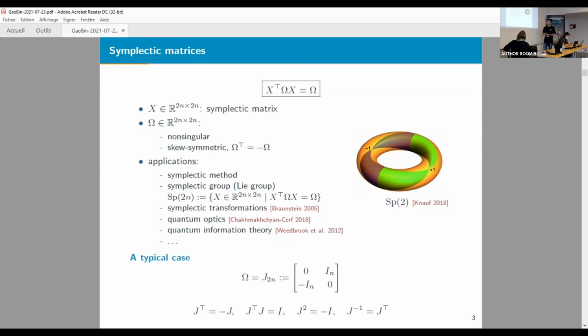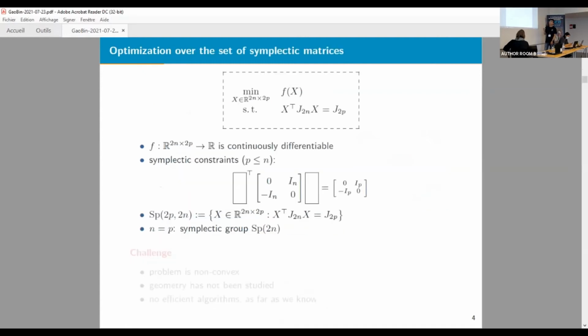Here we just want to consider a very special case. Let's consider this Omega matrix as a parameter, and we assume that it equals this block matrix, where In is the identity matrix. Then this J Omega is orthogonal and also satisfies the non-singular property and is also skew-symmetric. So we assume Omega has this form, and then we can define our optimization problem.